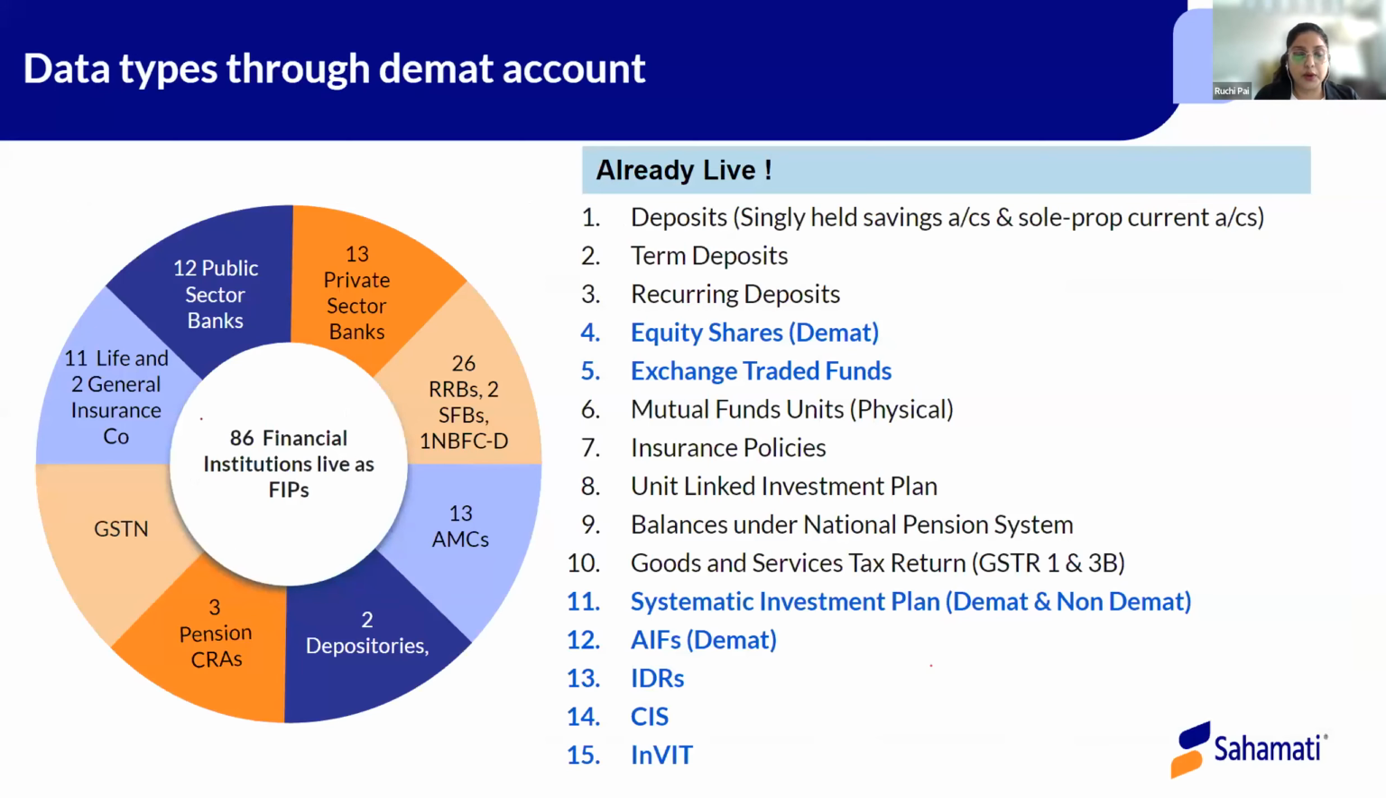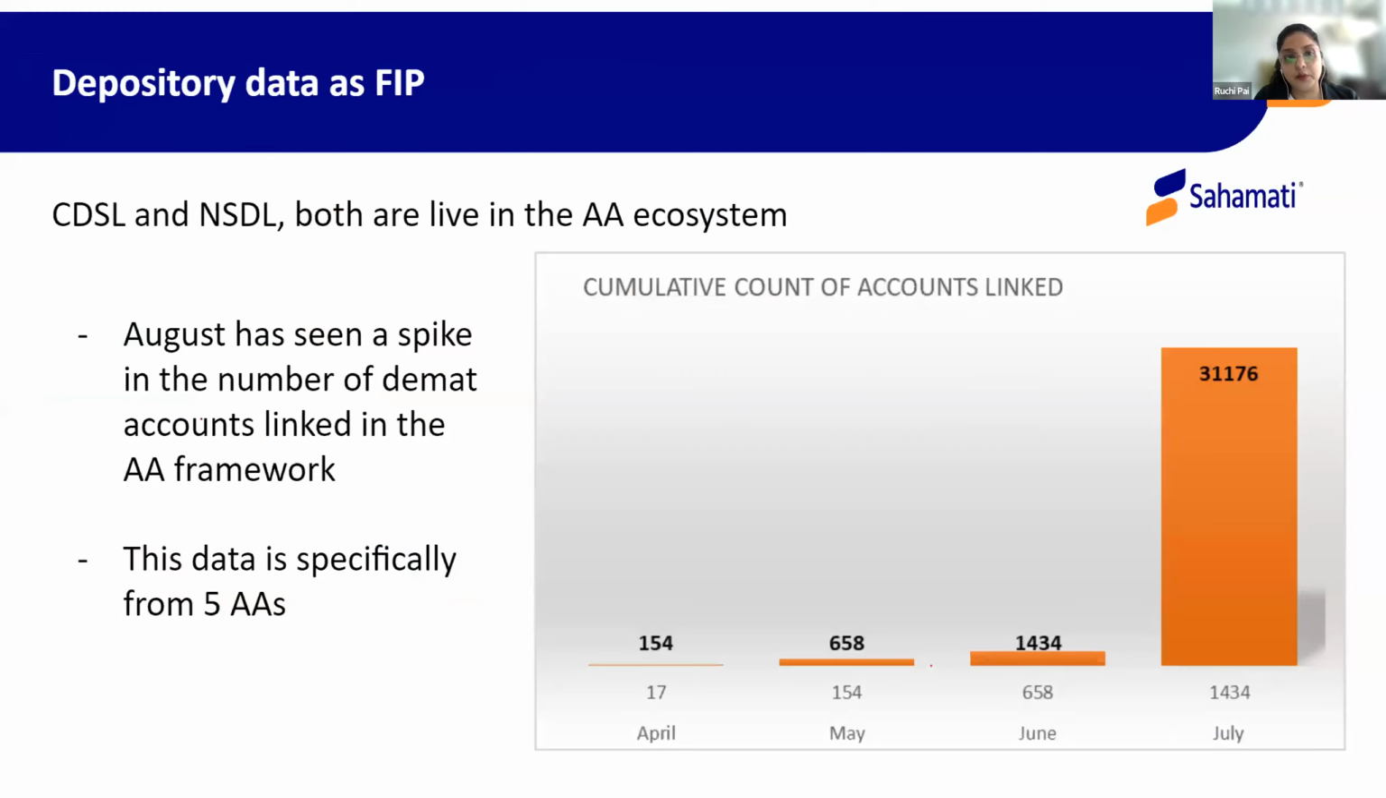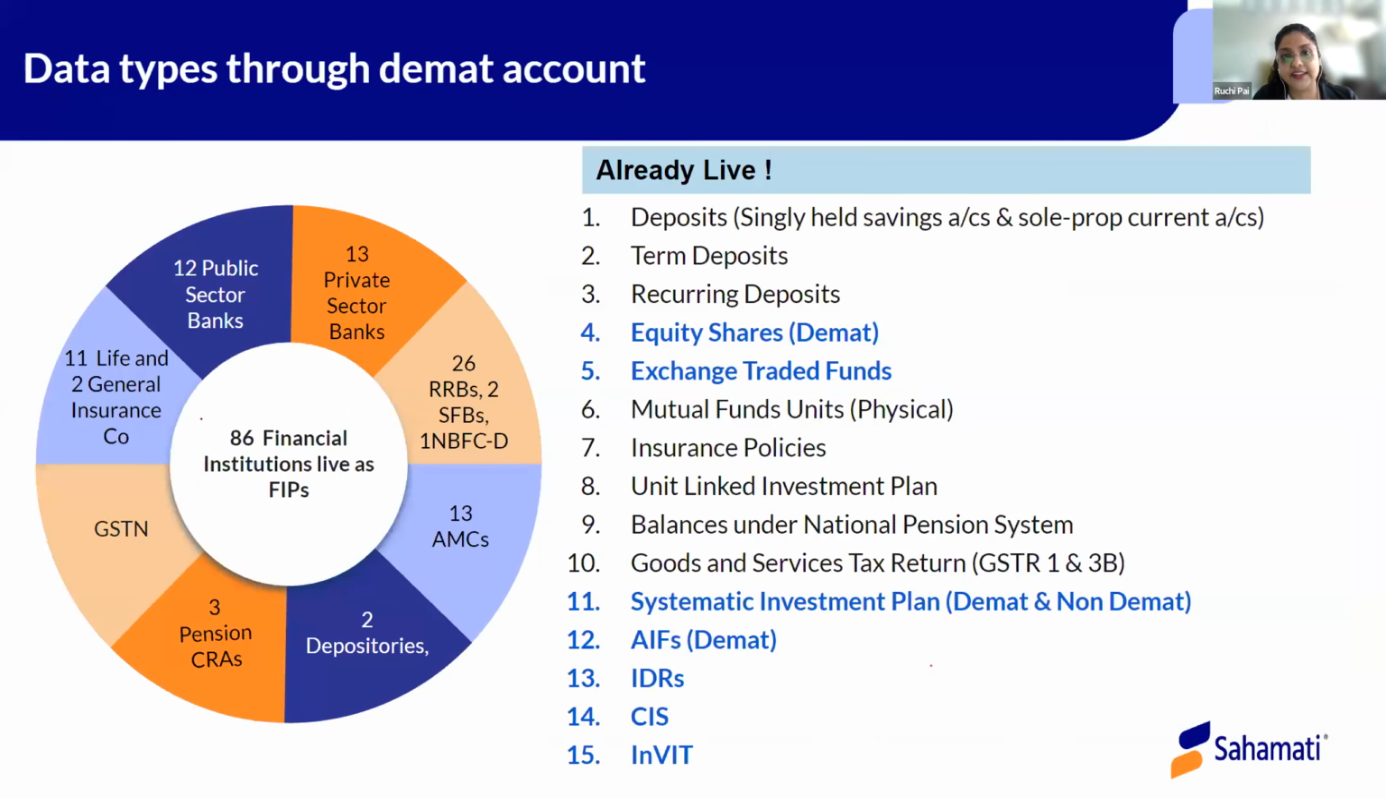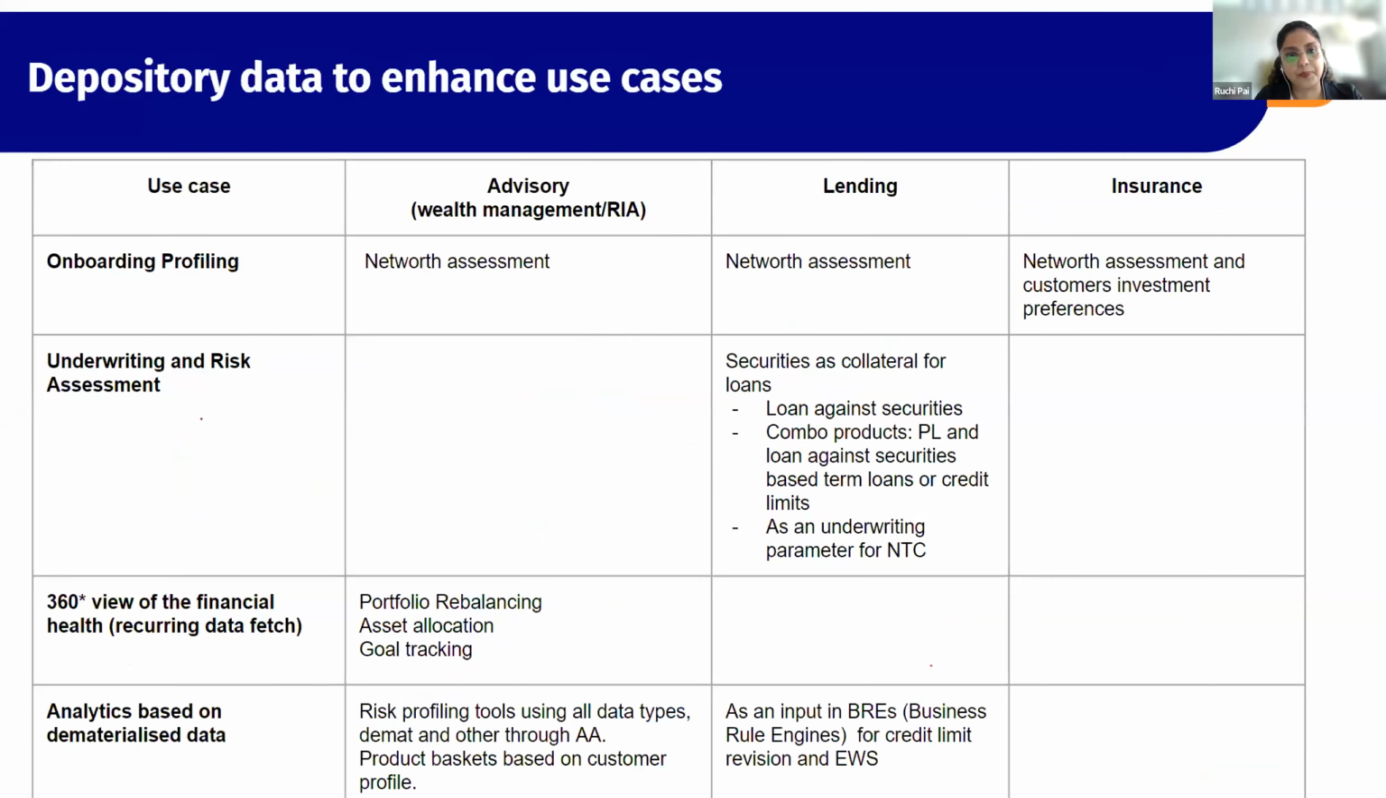So what we are trying to say in this slide is that we see these 31,000 accounts linked, and these 31,000 linked accounts are looking for these 7 types of data. So 15 data types are live in the account aggregator ecosystem, and out of that, 7 can be accessed via the DMAT information alone, including equity shares, ETFs, SIPs, DMAT SIPs, DMAT AIFs, IDRs, CIS, InvITs. So 7 data types are available via the depositories, that is through your DMAT accounts.